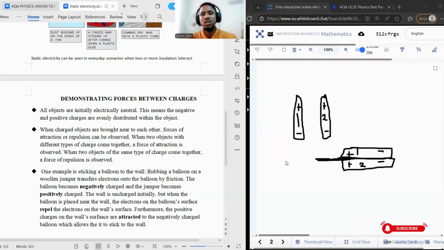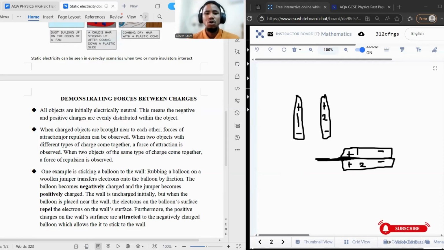That's the insulating materials. While there are some materials that need to give out their positive charge, so that their negative charge will be more than the positive charge. Those are conductors. So when charged objects are brought near to each other, forces of attraction or repulsion occur.